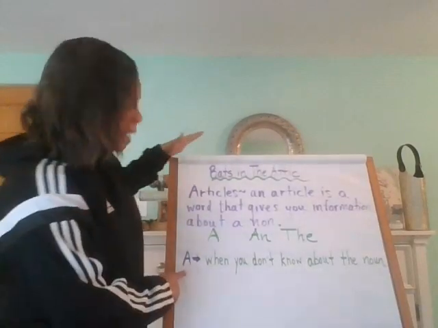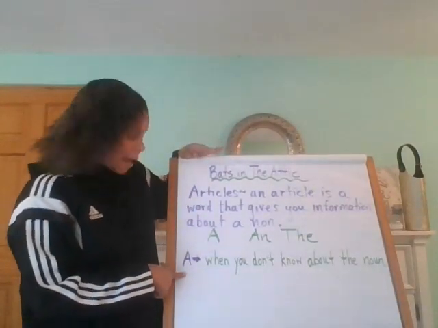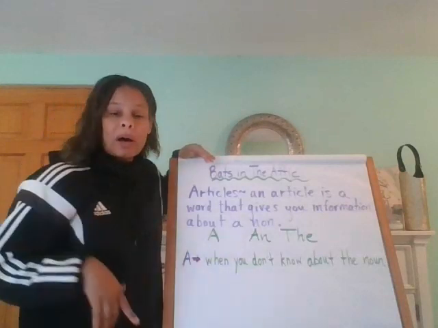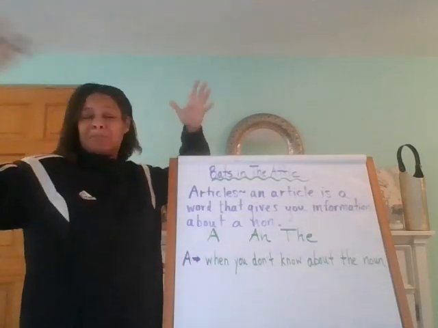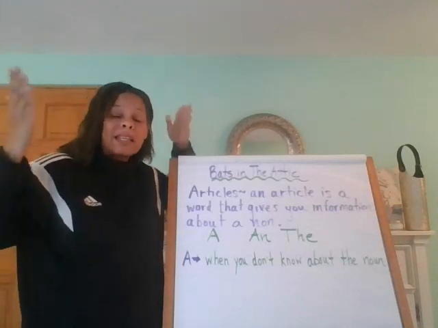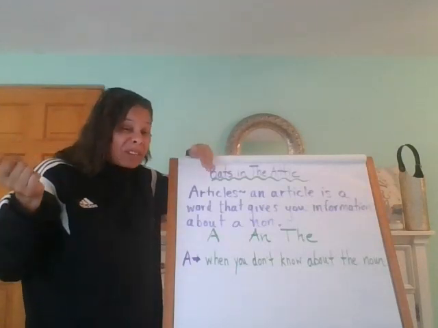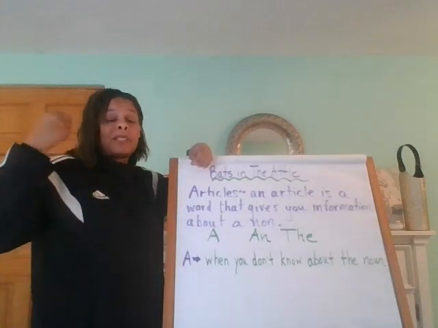Okay, so A, you use the article A when you don't know about the noun. So when you don't know about the person, place, or thing, when it could just be anything, just pull it from the sky. We don't really know exactly what we're talking about. It's indefinite. It's not really definite. We're not talking about a particular thing.